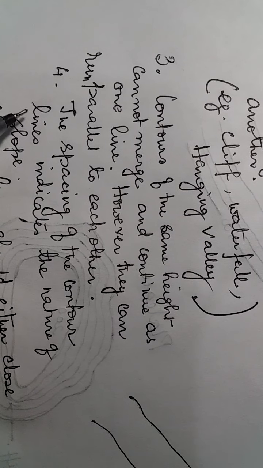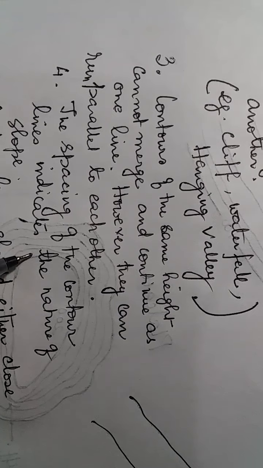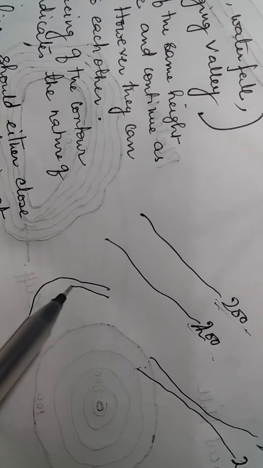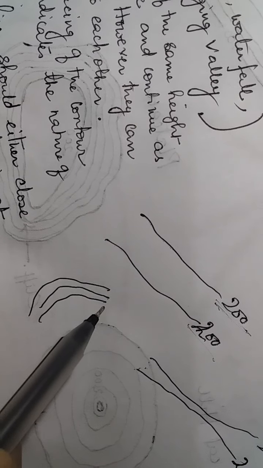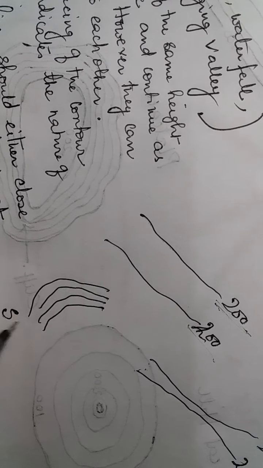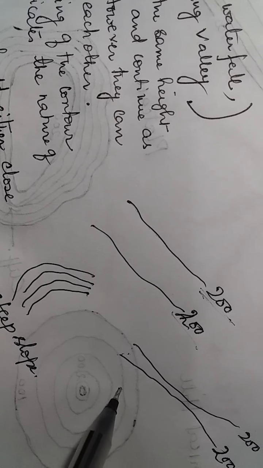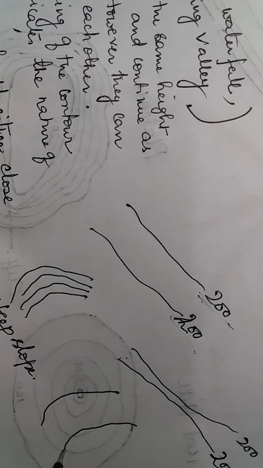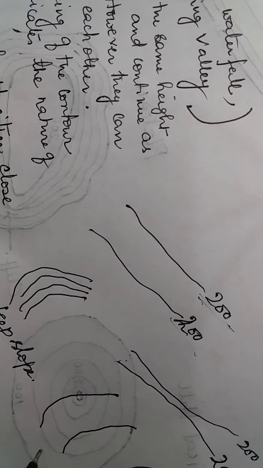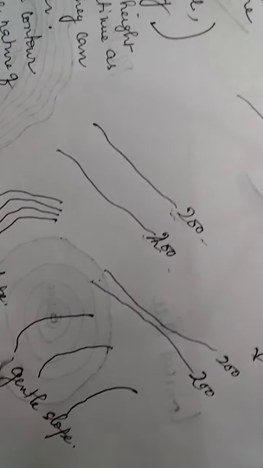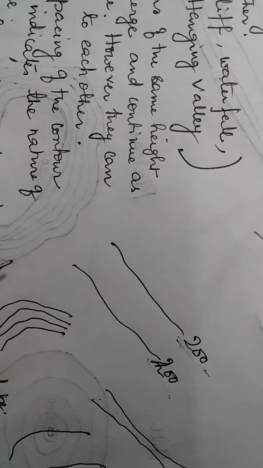The fourth rule: the spacing of the contour lines indicates the nature of slope. If contour lines are drawn very close to each other like this, this refers to a steep slope, and if they are drawn far apart like this, then this refers to a gentle slope. So spacing between the contours is very, very important.